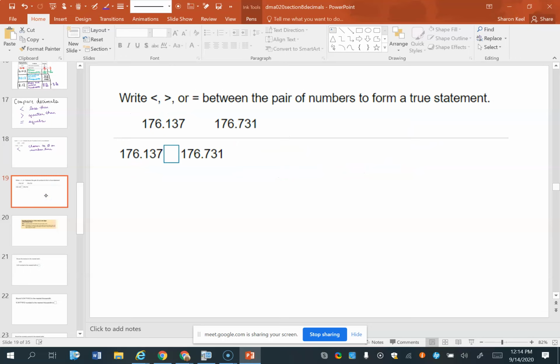As we're comparing this next one, they both start with 176. That is the same for both. Then we have the decimal, and our next place value is where we have a difference. We have a 1.7. Since they're both positive, the value that's larger is the greater one. So the greater one here would be 7, the one on the right. So your inequality symbol is going to be open to the larger value.